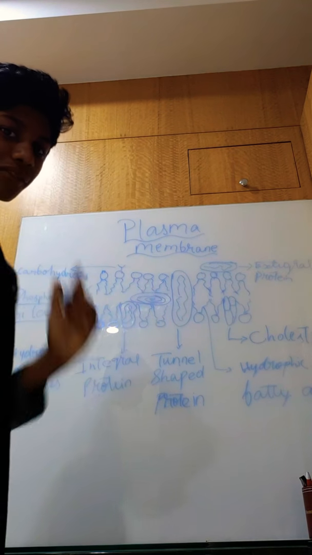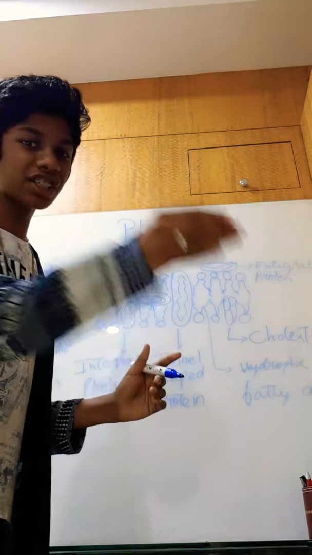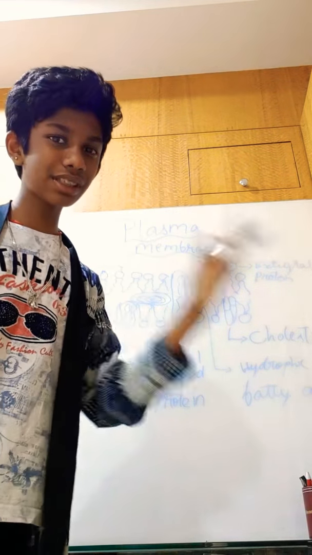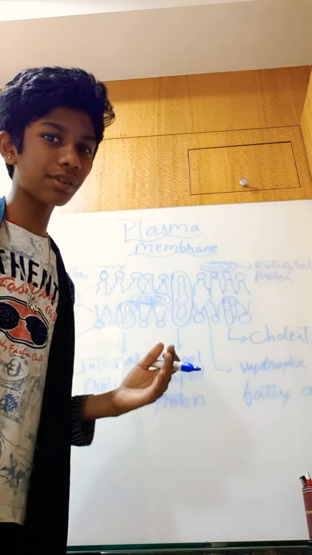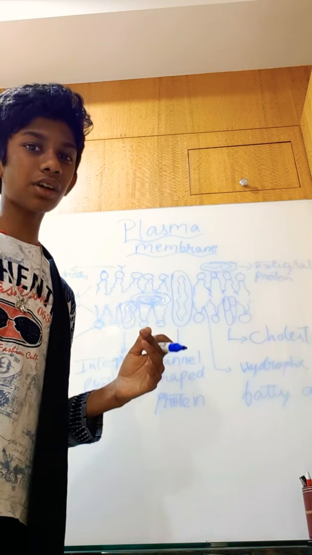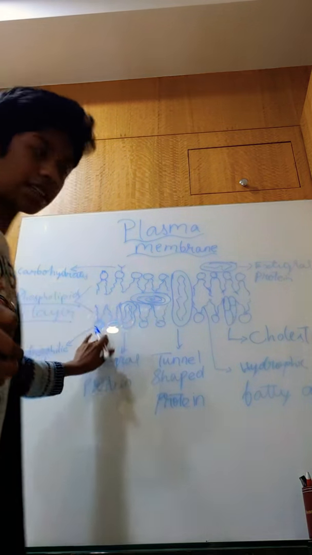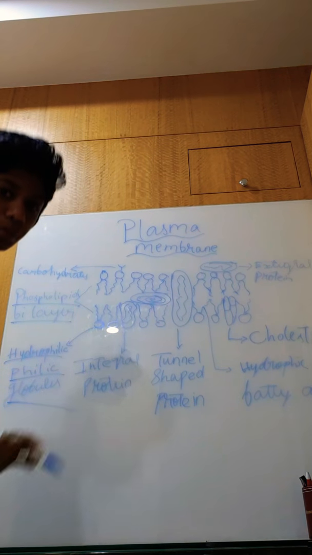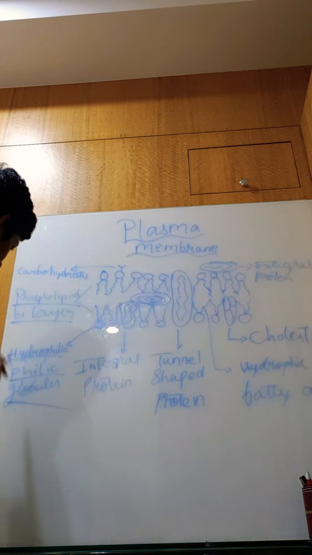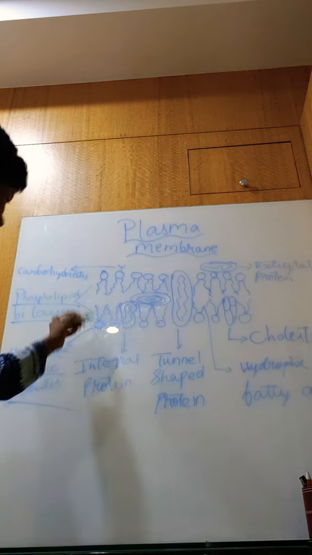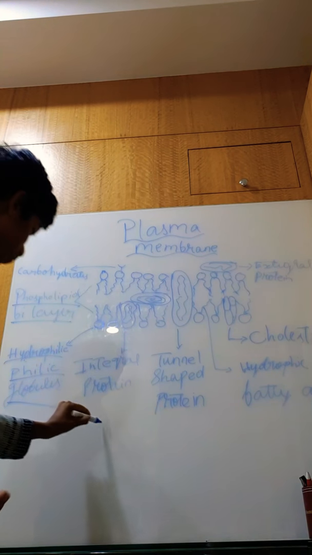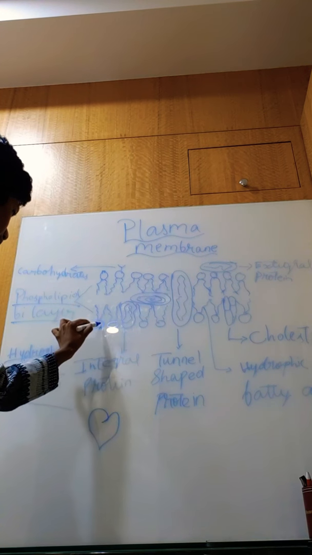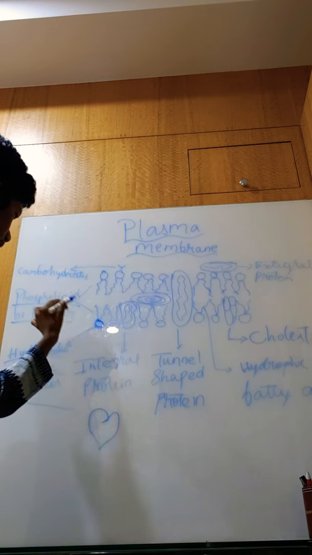This is a layer which separates the cell from extracellular particles. This layer separates extracellular particles from the intracellular particles of a cell. These are the hydrophilic globules, which love water, so they take in water.